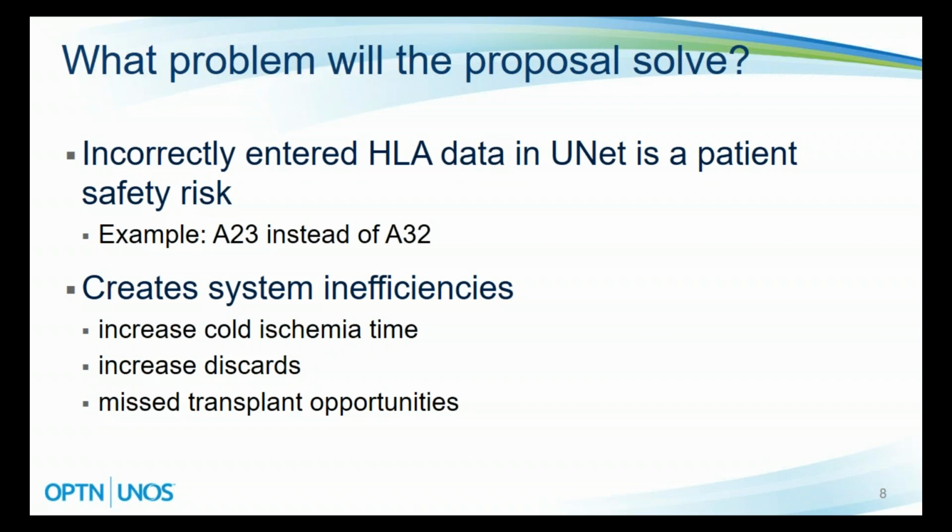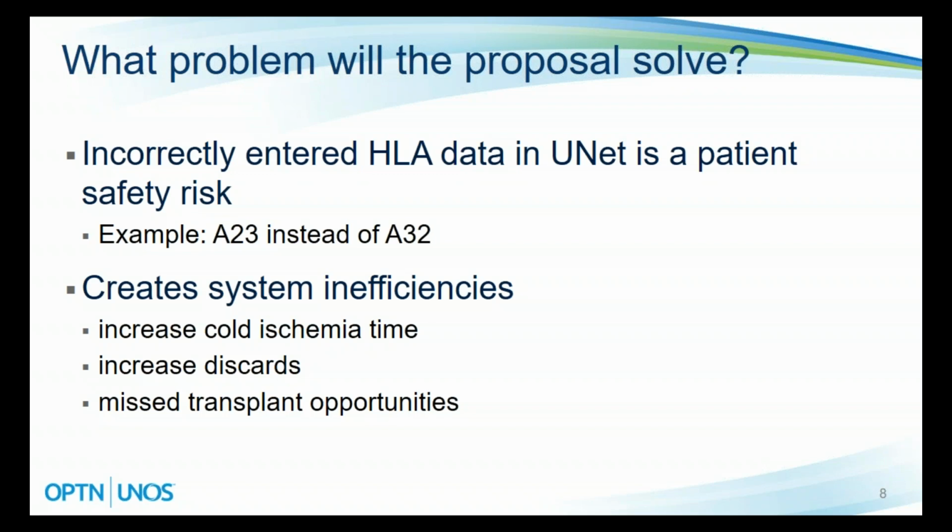And the other consequences that can arise from incorrect typing errors are increases in cold ischemia time. While we're waiting for retyping of these errors, the organs accumulate more cold ischemia time, or could actually increase the discard rate if the cold ischemia time is too long.